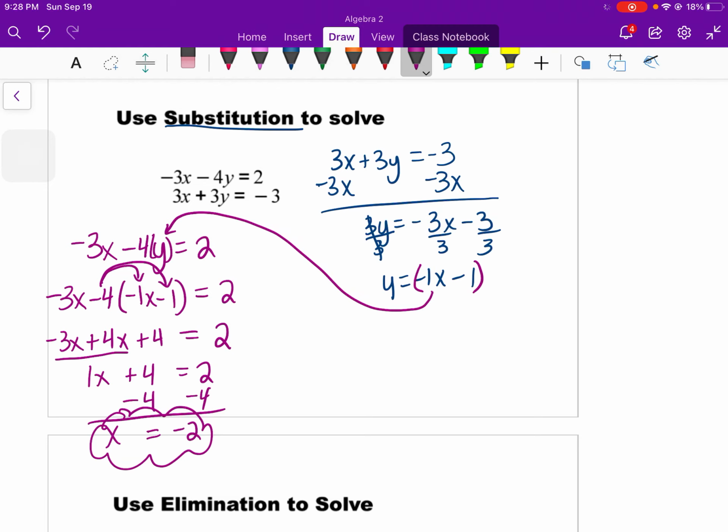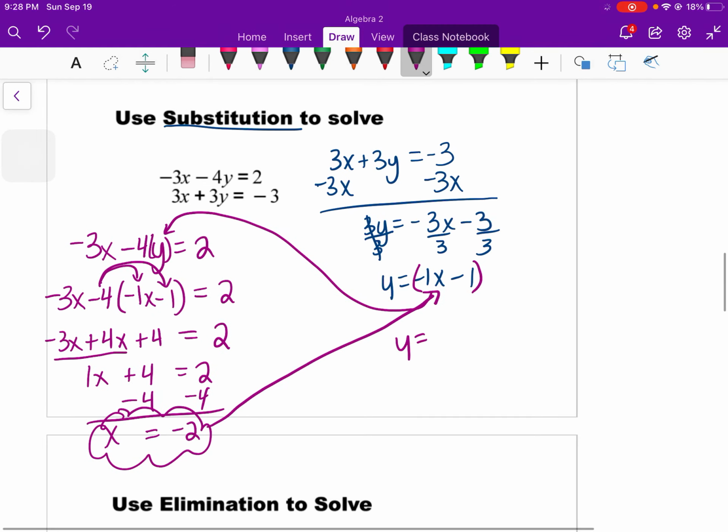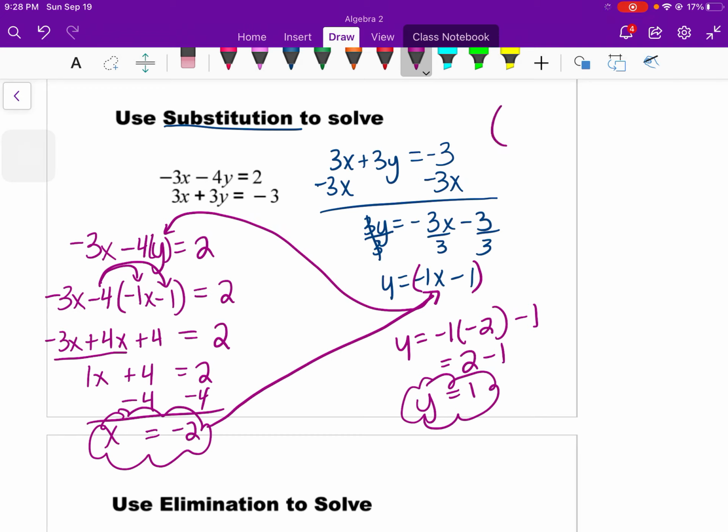I'm not done though. I need x and y, so I'm going to plug that back in over here. We had y equals negative 1 times x, x is negative 2, and then minus 1. It's 2 minus 1, so y equals 1. The final answer would be written as an ordered pair: parentheses, negative 2, 1.